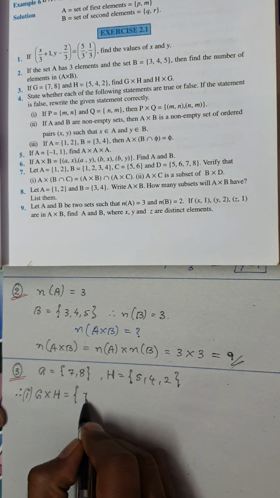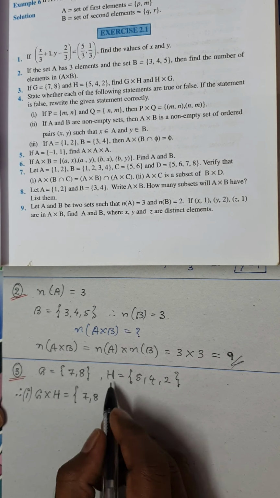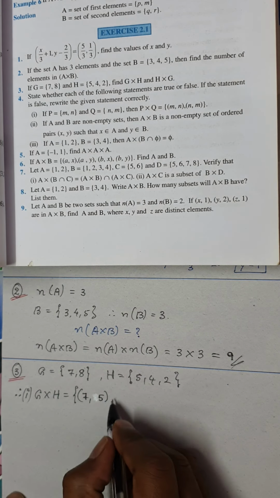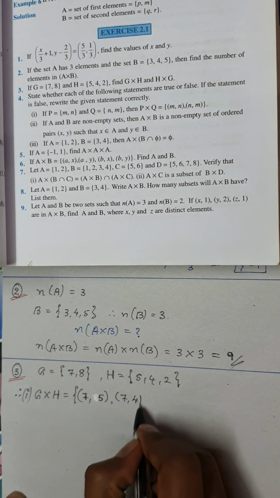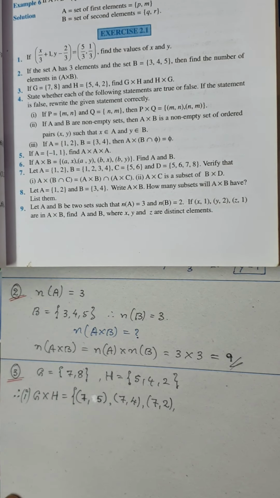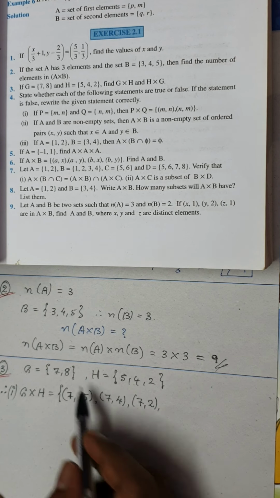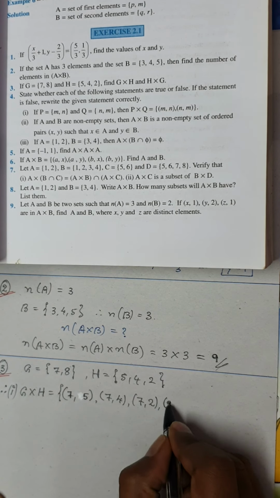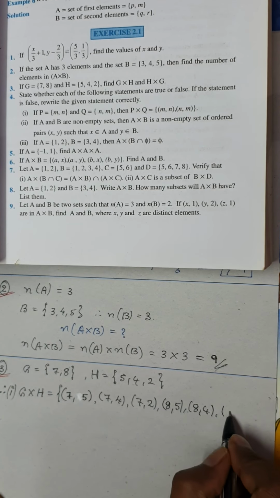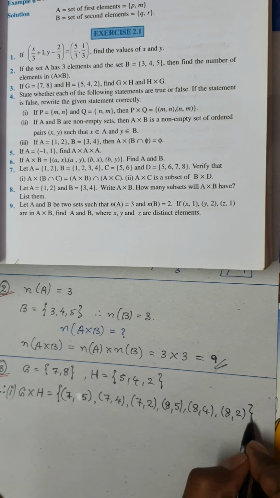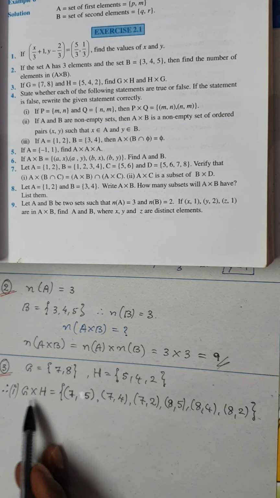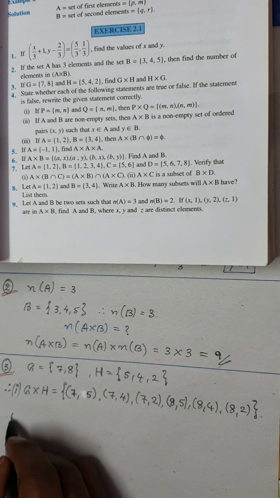Take the first element from the first set and keep pairing with all the elements in the second set. So I can pair 7 with 5. Sorry, it is 7 comma 5. So 7 is paired with 5. Similarly, 7 should be paired with 4, 7, 4, and 7 should be paired with 2. In the same way, take the next element. The second element is 8. So pair 8 with 5. Similarly, 8 is paired with 4 and 8 is paired with 2. This will complete G cross H. As I told you, if this single term is asked, it would be asked for 1 mark.